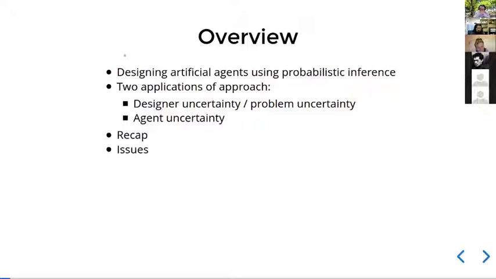So I'm going to be talking about something a bit more specific, and that is designing artificial agents using probabilistic inference. Then I'll give two applications of this approach. One is how to model designer uncertainty or problem uncertainty, and the other is how we can express the agent's uncertainty in this framework. And then recap and mention some issues.